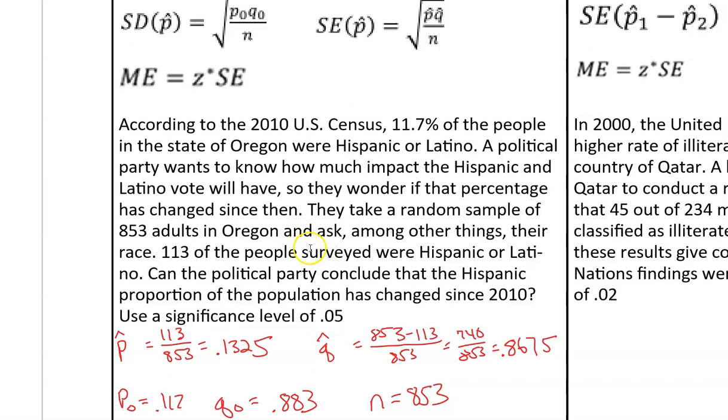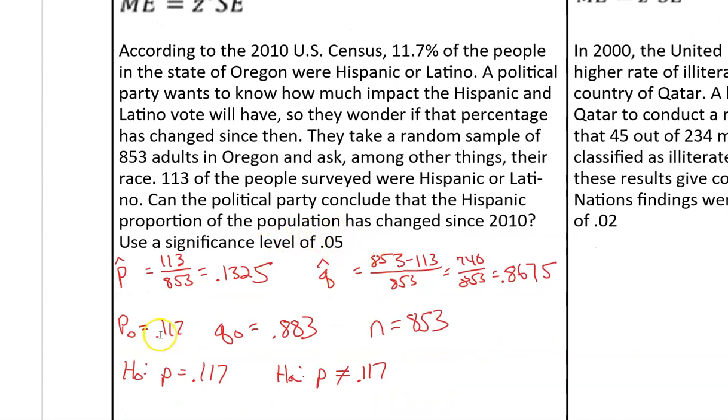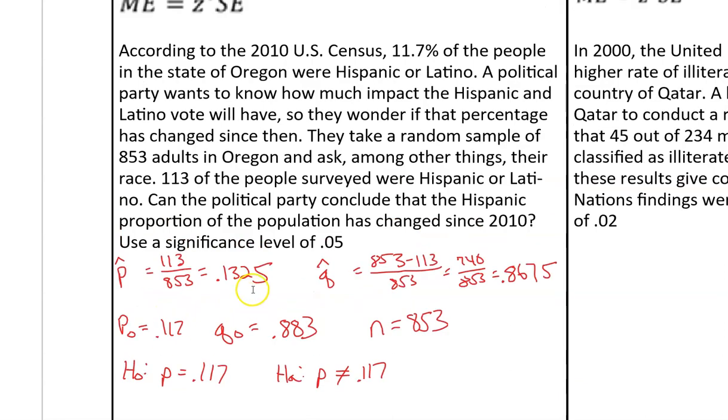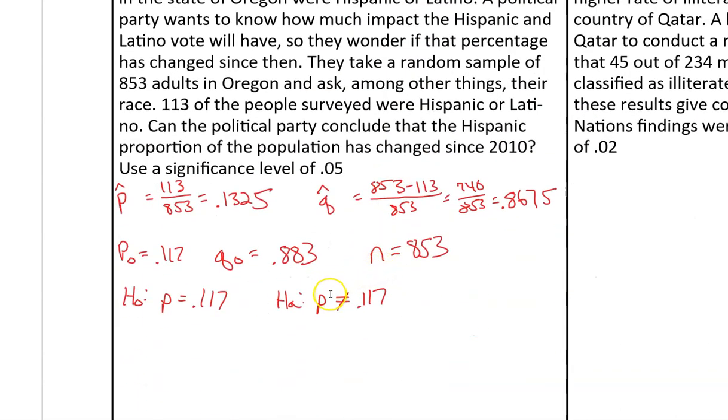So can the political party conclude that the Hispanic proportion of the population has changed since 2010 using a significance level of 0.05? So I set all my variables first, and we got our p-hat and q-hat. p-naught is 0.117. q-naught would be 1 minus 0.117, which is 0.883. And n is 853, and n's an important number here too. My H0, my assumption at the beginning here, is that p is equal to 0.117. So they'll give you the assumption up here at the beginning, 0.117. And my HA, the alternative hypothesis, what I'm trying to find evidence for, is that p is not 0.117.